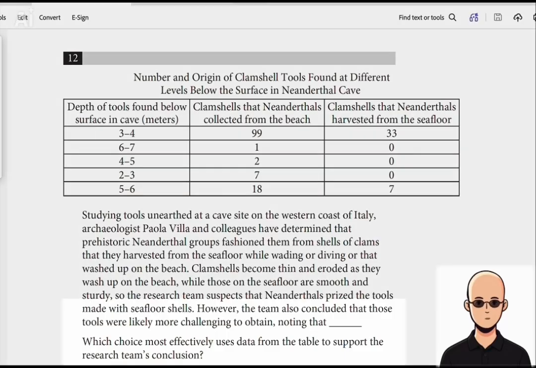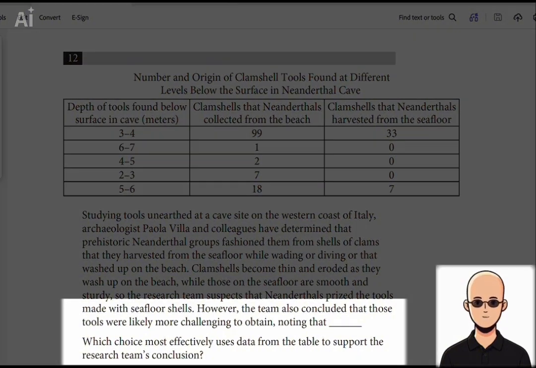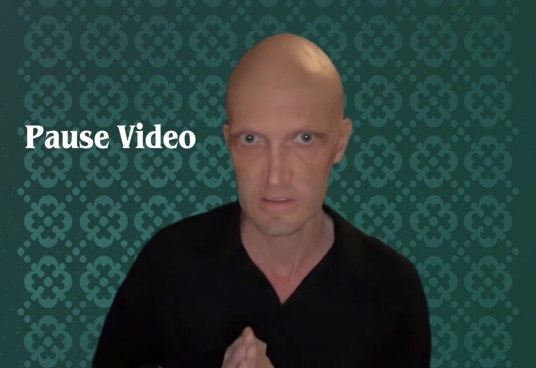Step 2. Examine the question. Pause the video and see if you can find it. Okay, however, the team also concluded that those tools were more likely challenging to obtain, noting that blank. Which choice most effectively uses data from the tables to support the research team's conclusion? Step 3. Check the answer choices against the data. We need to find the choice that shows the seafloor clamshells were more difficult to obtain while also matching the data in the table. Pause the video and go through the answer choices to see which ones match.